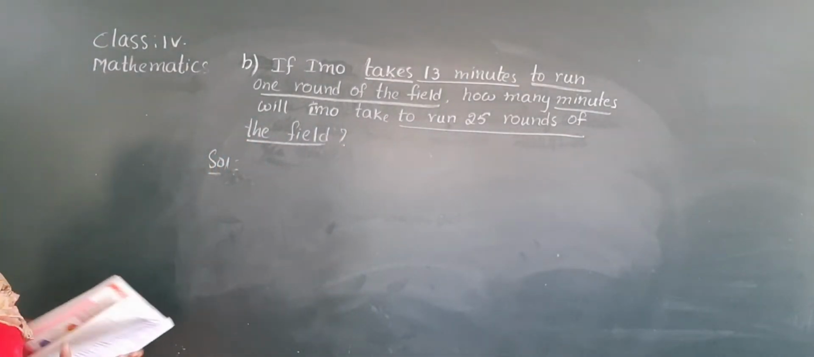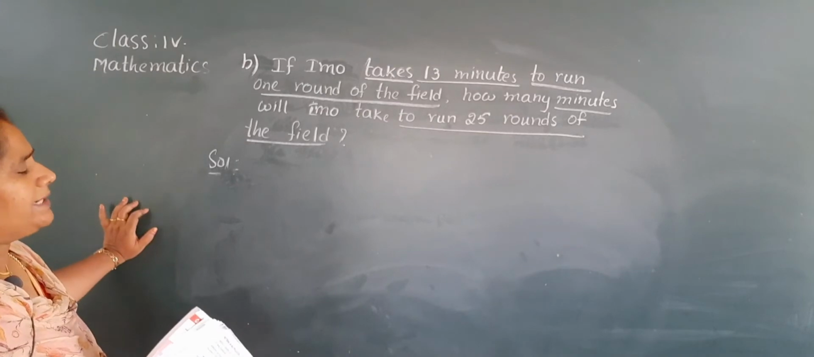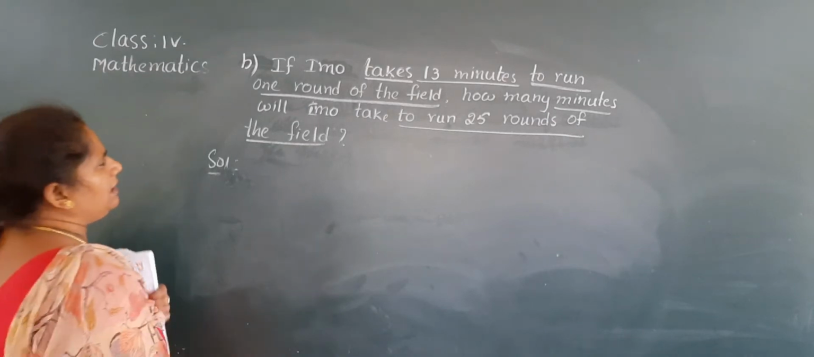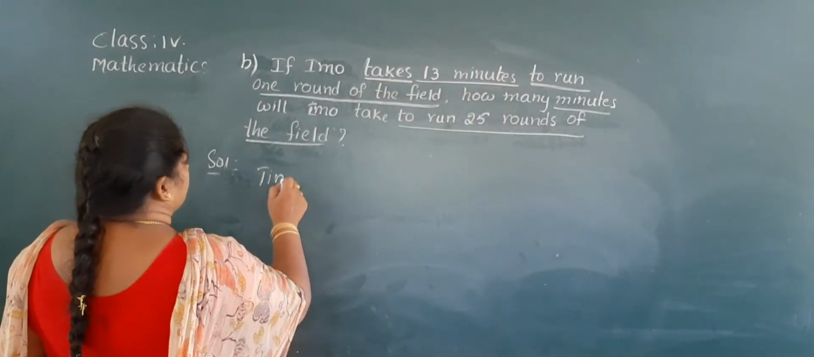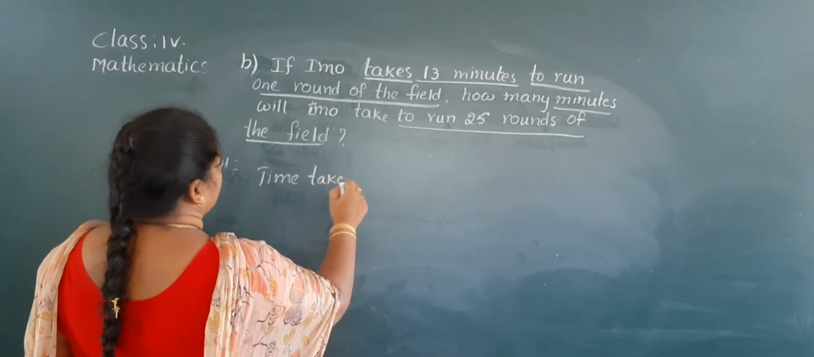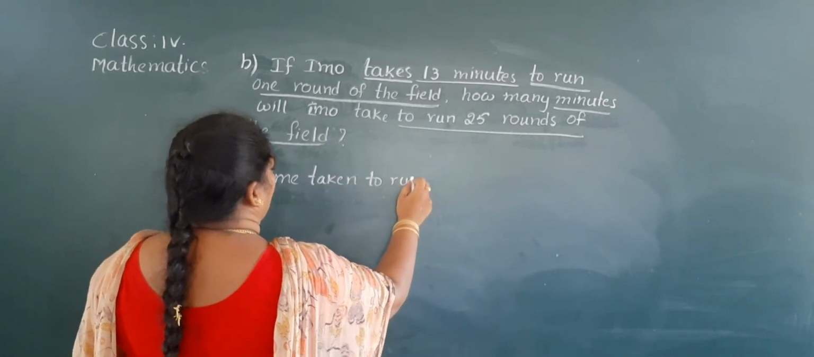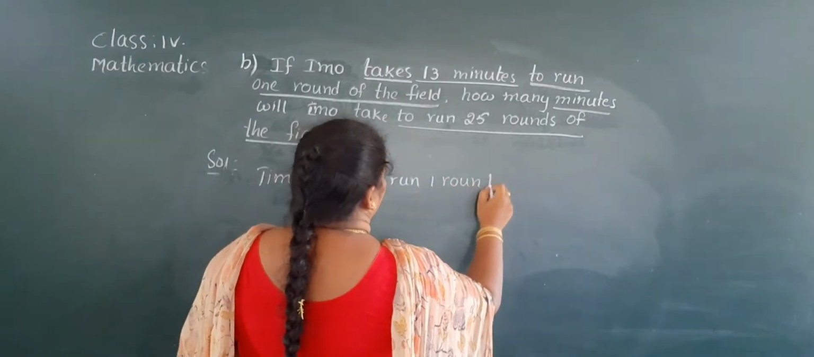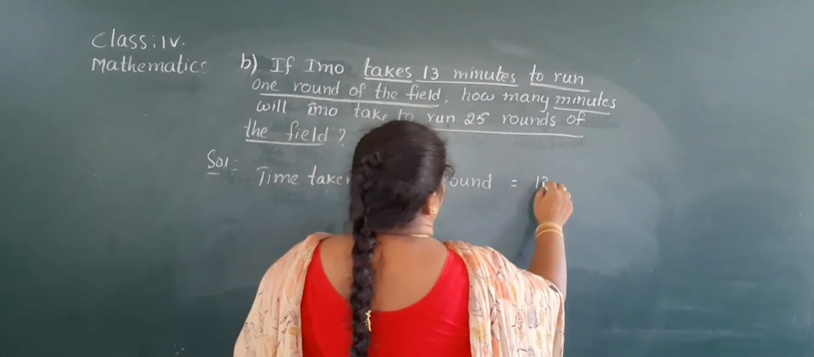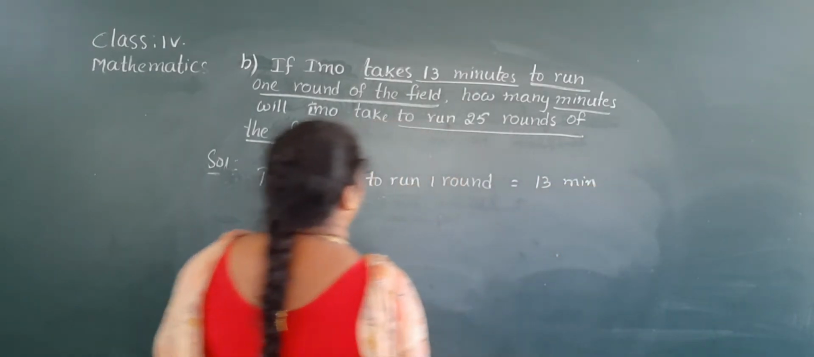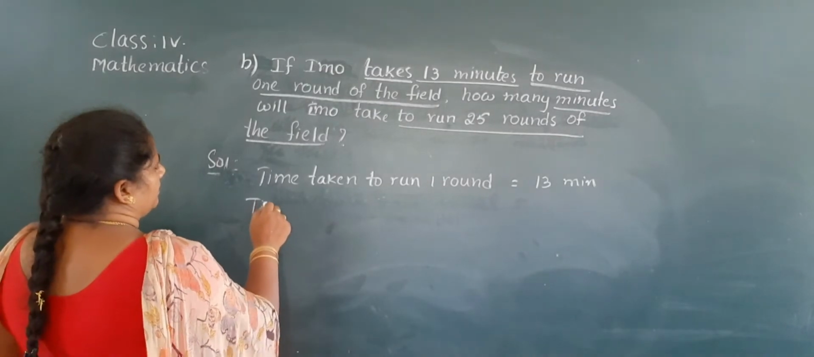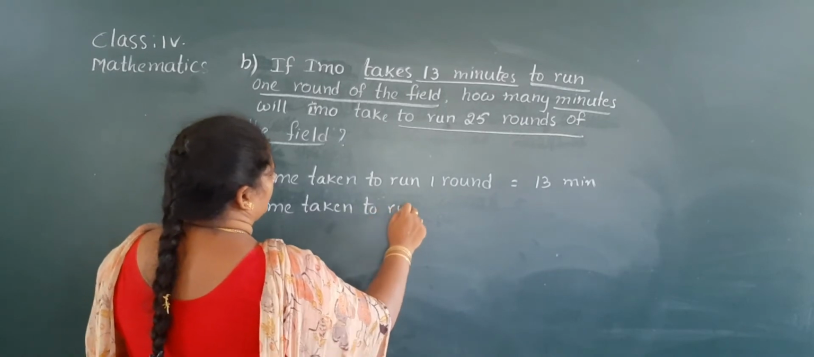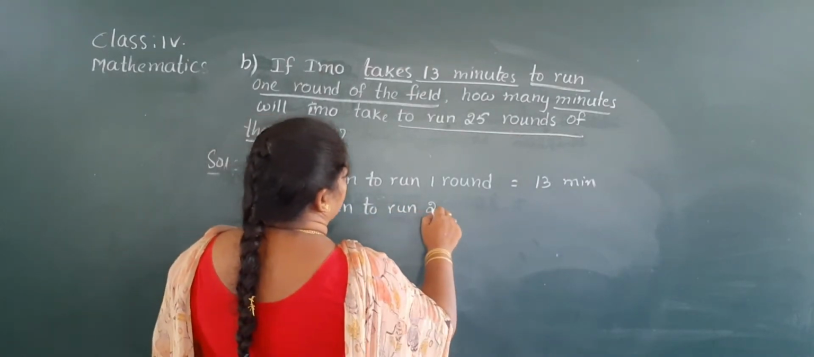Okay. So they have given minutes, Nana. If IMO takes 13 minutes to run one round of the field, so time taken to run one round equal to 13 minutes. Okay, Nana? And now we'll write time taken to run 25 rounds.